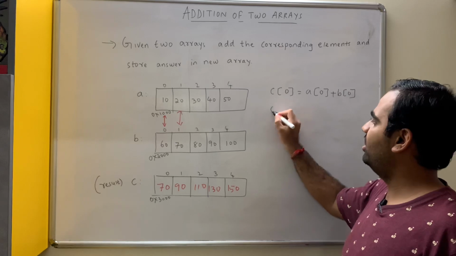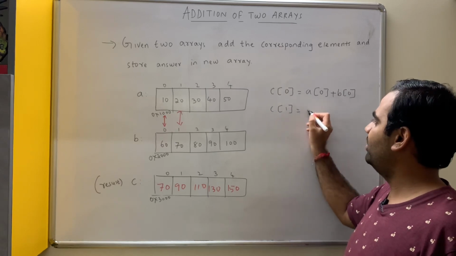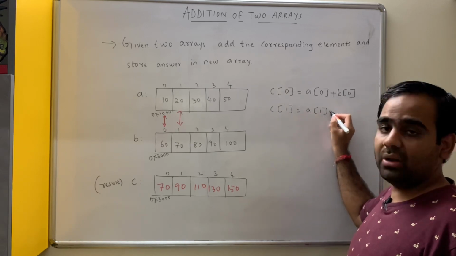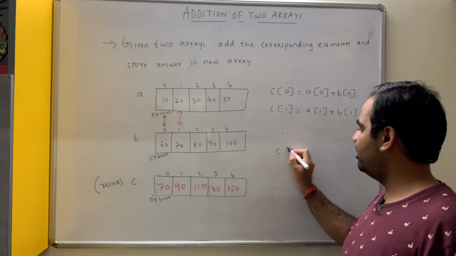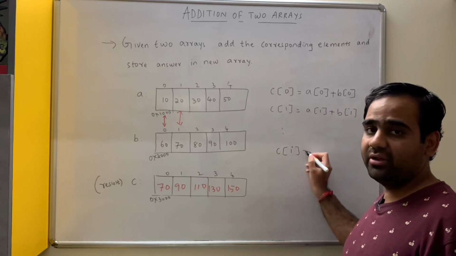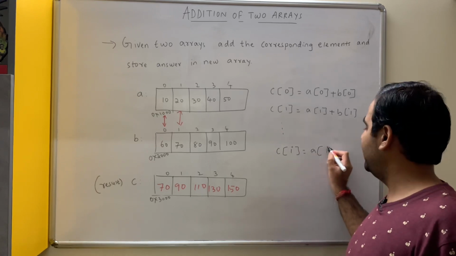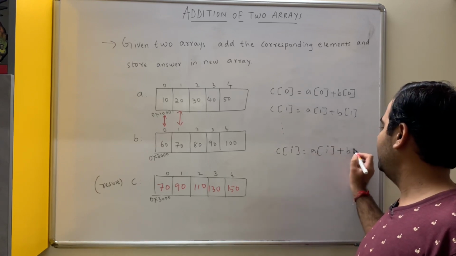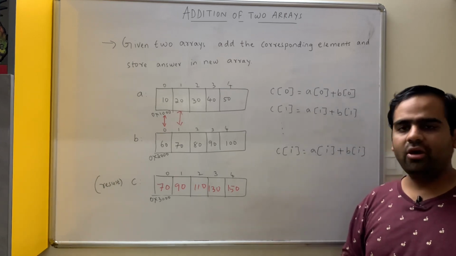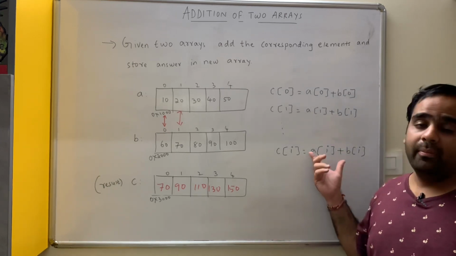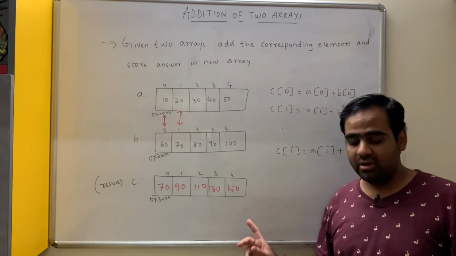What do we write at C of 1? We write at C of 1, that is A of 1 plus B of 1. In general, what shall I write at C of i? You will write A of i plus B of i. In general, you write C of i is equal to A of i plus B of i. But I want you to store the answer in the new array.